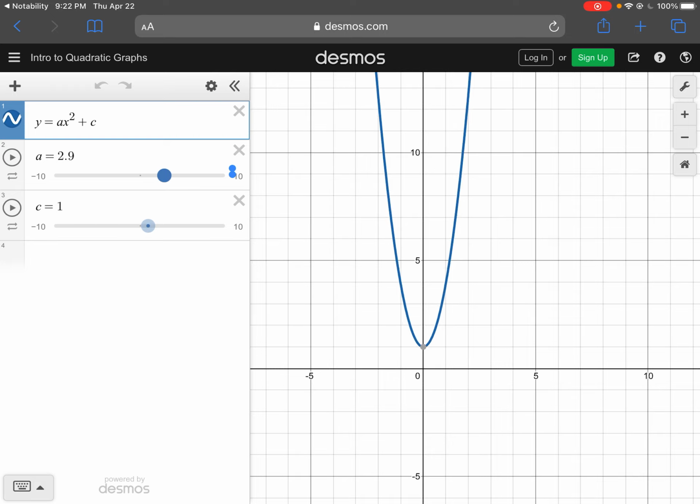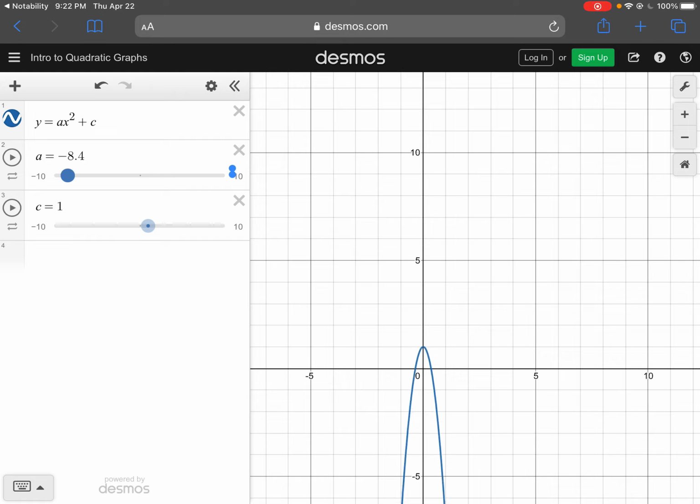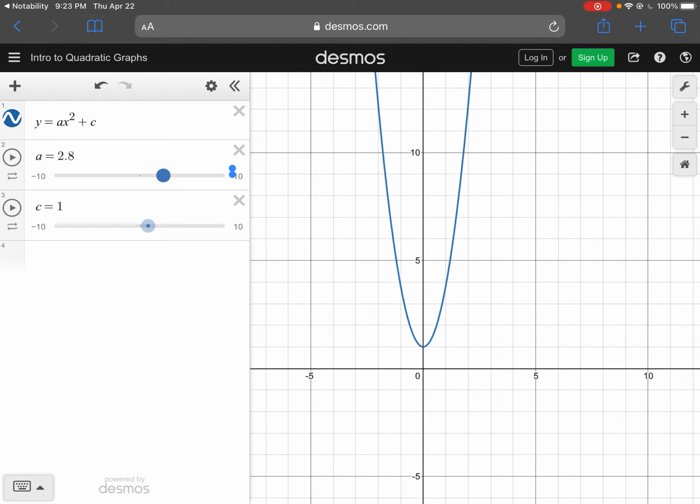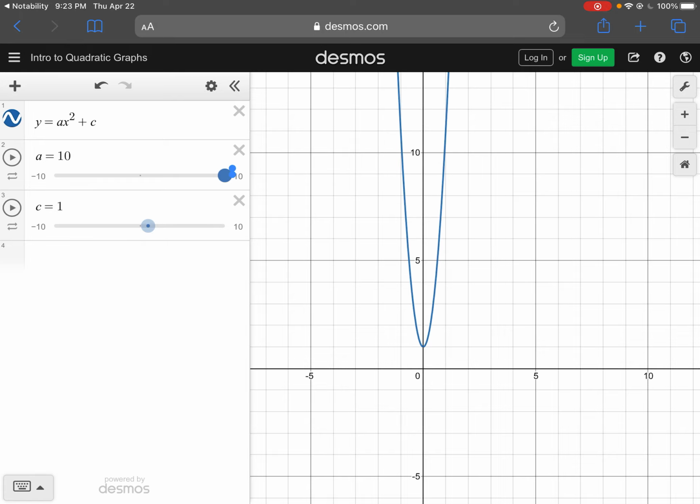But what happens if you have a negative number? It flips upside down. And again, the more negative it gets, the skinnier it gets. Then we have a small number, and it gets wide, wide, wide, until suddenly we have positive numbers, and now we get skinnier again. So as A gets bigger, your graph gets skinnier.